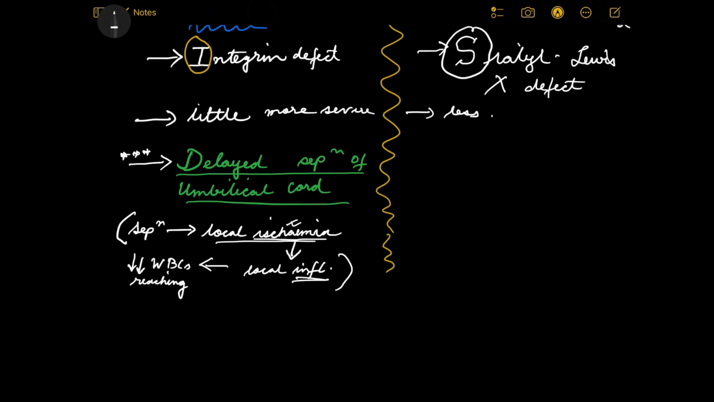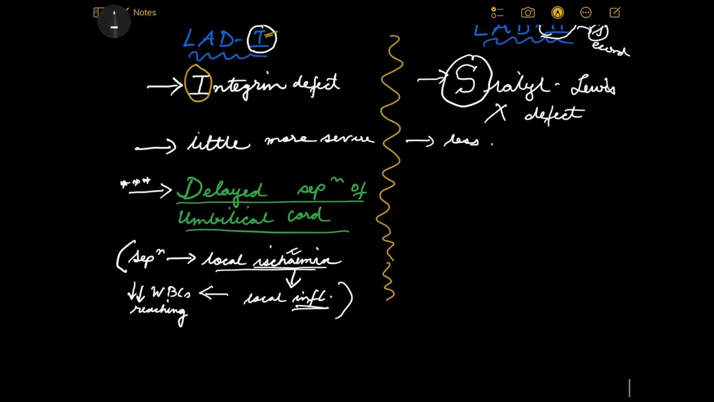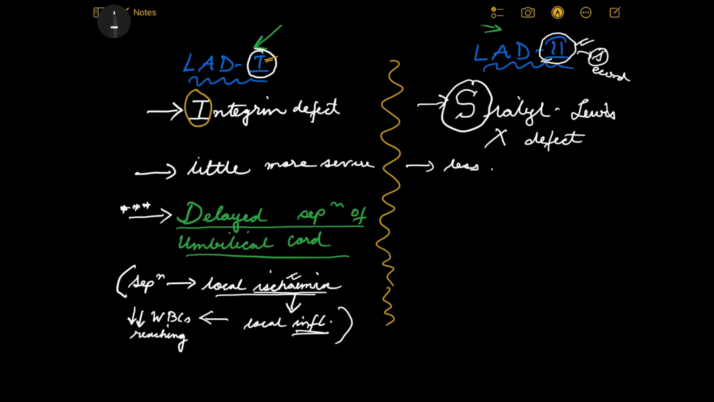Okay, so this is kind of a rough picture, I think there is more to this. I'll have to look into it a little more myself, but this is more or less what you actually need to understand here: that there is a delayed separation of the umbilical cord. Now, as far as leukocyte adhesion disorder type 2 is concerned, that is due to Cellular X defect.